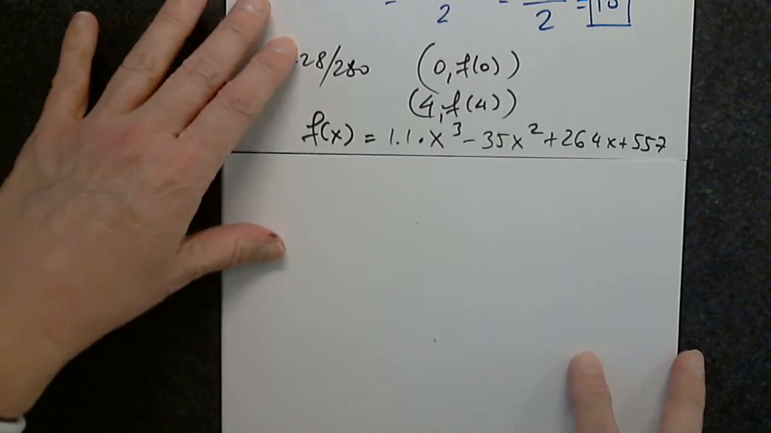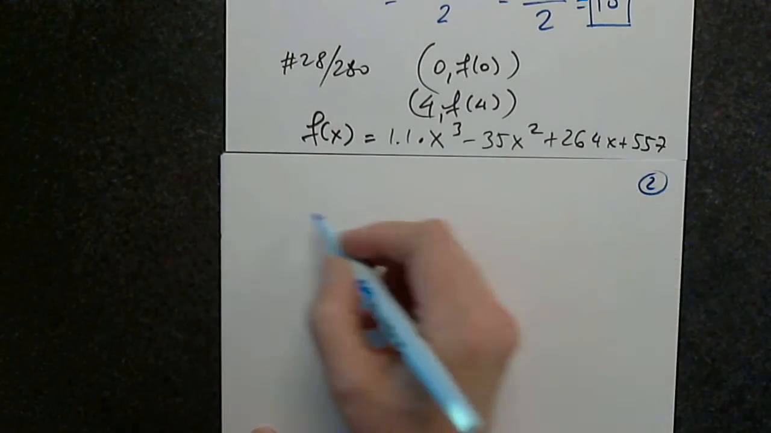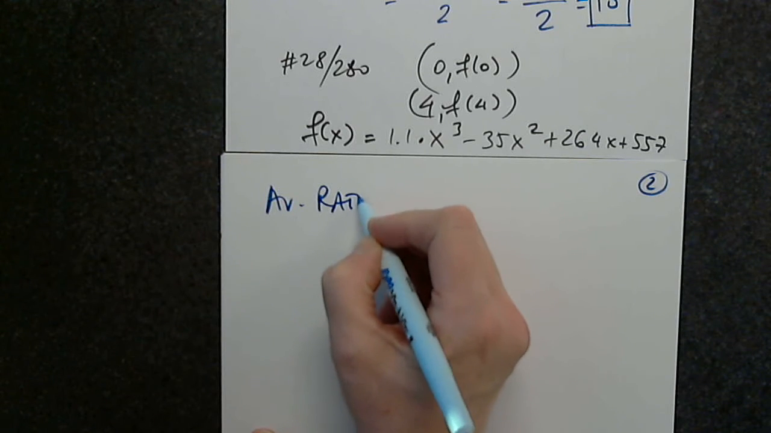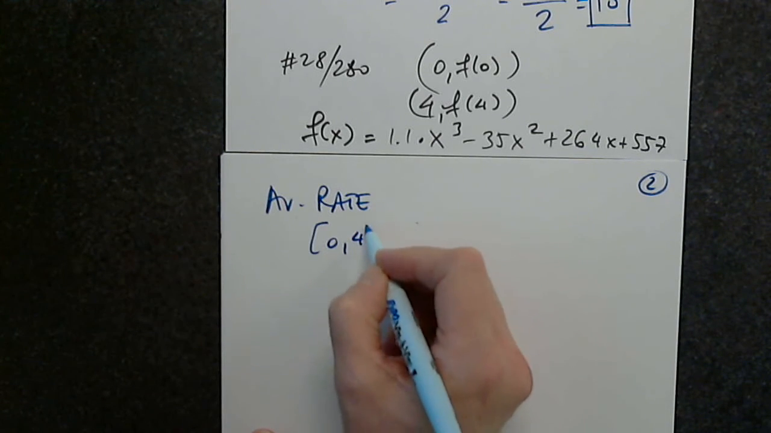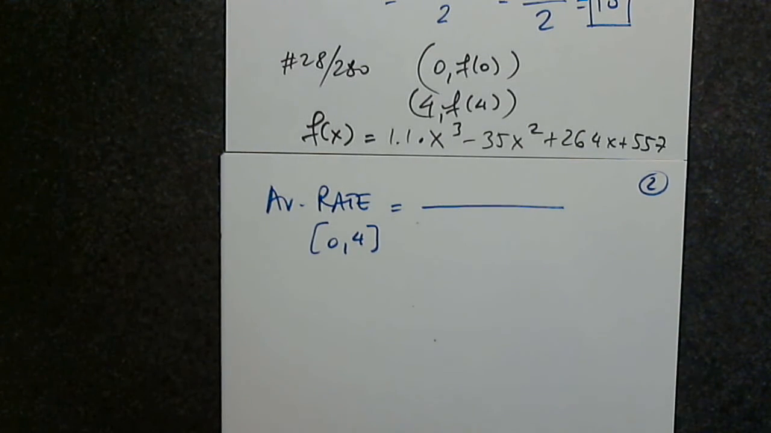Okay, good. So we picked these two, and we want to determine the average rate of change for this function between 0 and 4. Can anyone give us the denominator, which is the easiest? The denominator is 4 minus 0. Excellent, 4 minus 0.